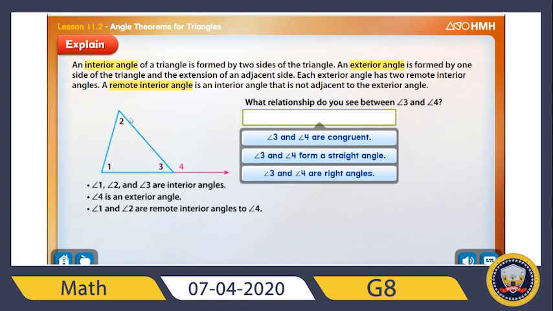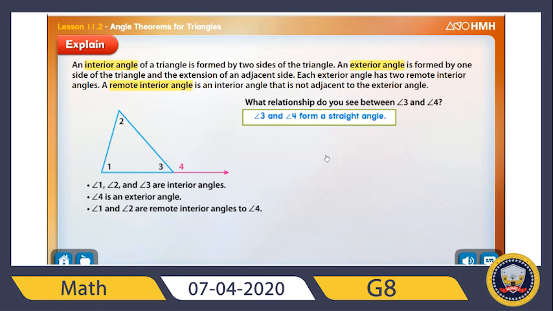Now guys, suppose in my triangle I make an extension line here. The angles 1, 2 and 3 are called interior angles, meaning they are inside my triangle. The angle 4, which is here, is an exterior angle. Now my question is, what is the relationship between angle 4 and angle 3? Of course, we know that this is a straight angle, that means 180 degrees. So 3 and 4 form a straight angle that is 180 degrees.